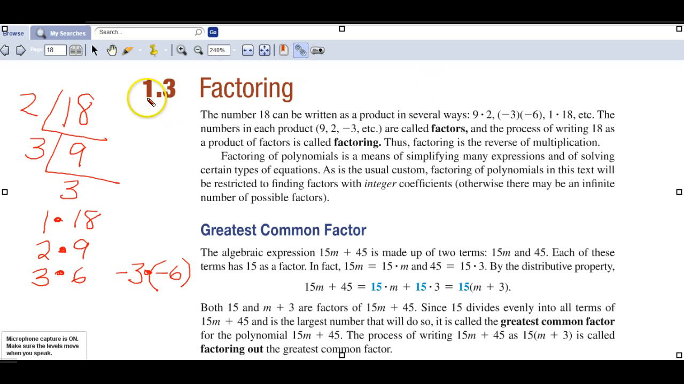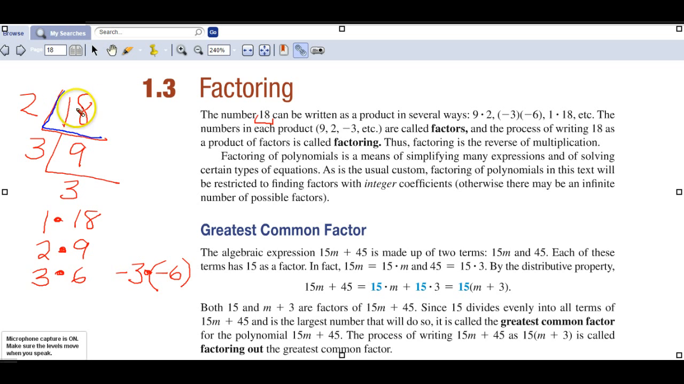In topic 3 of chapter 1, we're going to deal with factoring. And they start off with the number 18 can be written, and you could read this, but I want to go over a technique with you. If you have 18 and you put something like this out there, you can say, what can I take out of an 18?